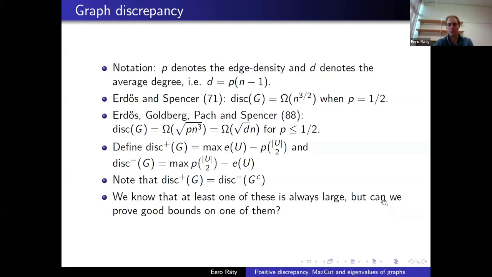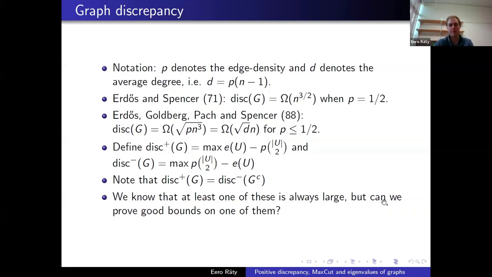Okay, so what I'm going to talk about today is graph discrepancy. I'm always going to denote the edge density of a graph with p and the average degree by d. If you want to, you can basically assume that all the graphs you're going to see today are d-regular. When we look at a few ideas behind the proofs, it's convenient to assume that things are d-regular, so you don't lose too much intuition by doing so.